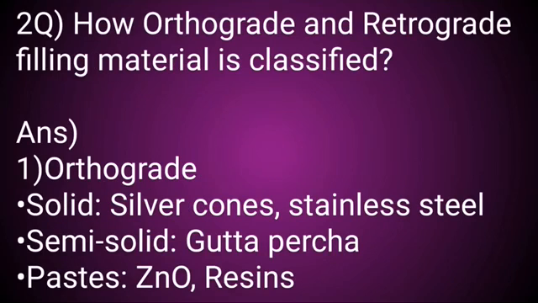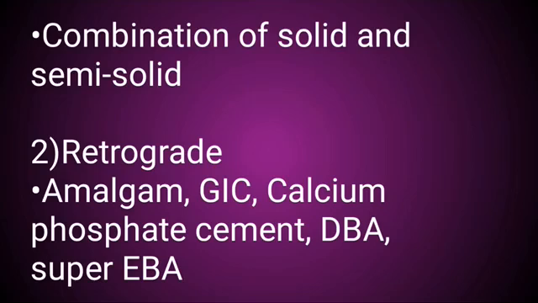How is orthograde and retrograde filling material classified? Orthograde: solid, silver cones, stainless steel. Semi-solid: gutta percha, pastes, ZnO, and resins. Combination of solid and semi-solid. Retrograde: amalgam, GIC, calcium phosphate cement, DBA, super EBA.